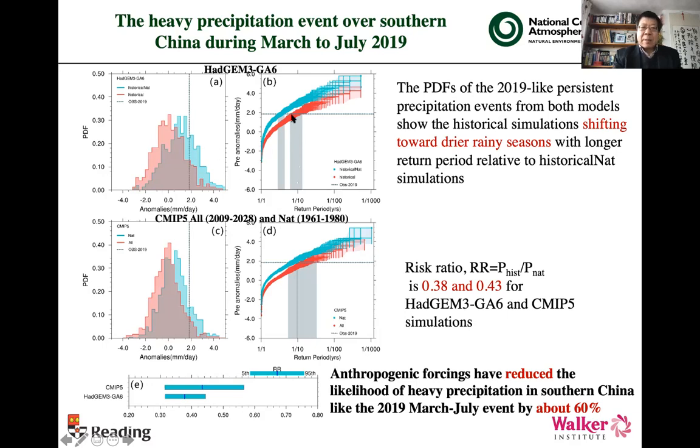And this is from the Hadley Center model simulations, and the bottom shows the CMIP5 simulations. For the CMIP5 simulations, both the probability density function and the return period change due to anthropogenic forcing are very similar to the Hadley Center model result. From this result, the risk ratio is reduced to about 0.4, indicating that anthropogenic forcing has reduced the likelihood of heavy precipitation in South China by 60%.